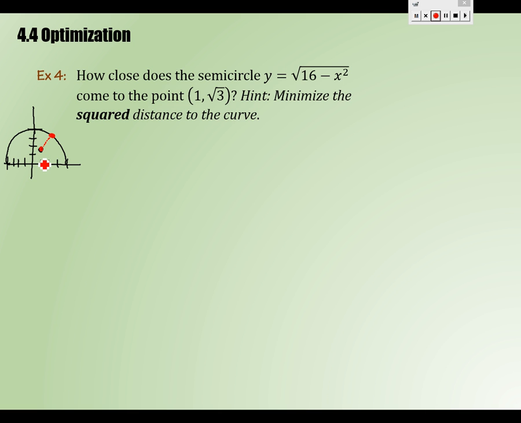Well, it's a circle, right? It's half the circle. So the closest distance from the circle to the point is along the radius, where the point is touching the radius. Oh, I see what you're saying. I'm struggling to see what you mean. Which point, which radius? Draw a radius from the outside where it touches the point. That should be the closest.